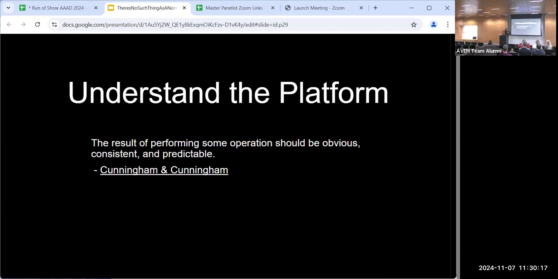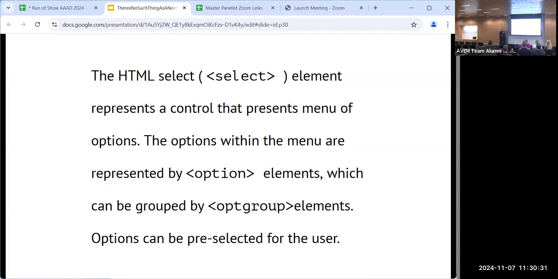When we think of a drop-down, right? What does a drop-down do? It's an HTML select element. What does that do? You just click it. It opens. There you go. You select one, right? Okay, so this is what it actually does. So HTML select element represents a control that presents a menu of options. The options within the menu are represented by option elements, which can be grouped by opt group elements. Options can be pre-selected for the user.